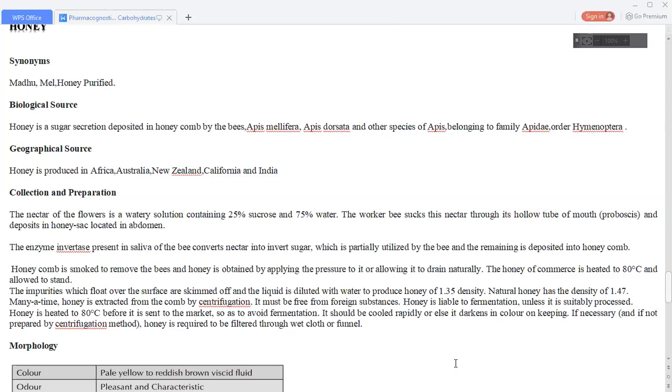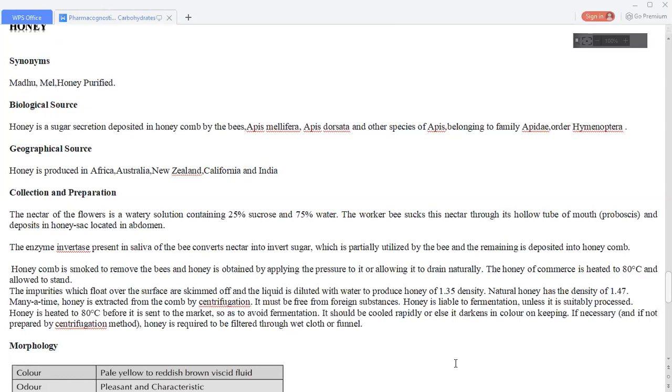Coming to its collection and preparation, so how the honey is produced, let's discuss that. The nectar of the flowers is a watery solution containing 25% sucrose and 75% water. It is the sucrose which attracts the honeybees towards the flowers. The worker bee sucks this nectar through its hollow tube of mouth, which is called proboscis, and deposits it in the honey sac located in the abdomen.